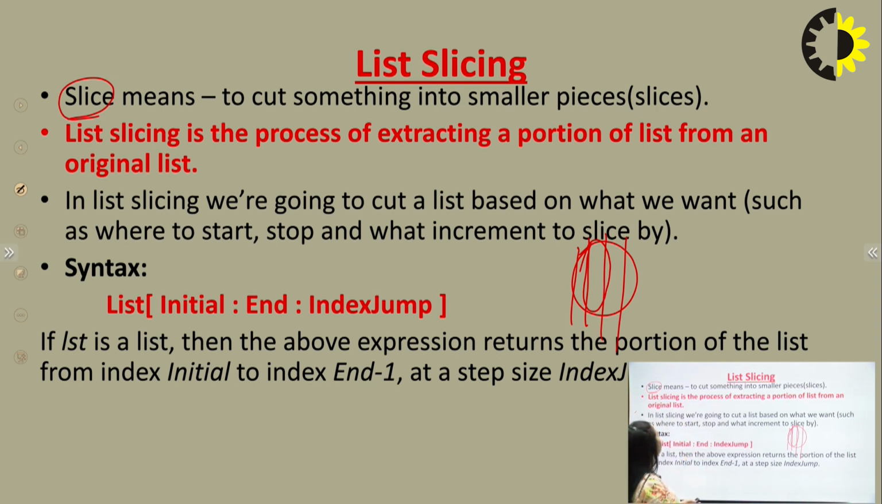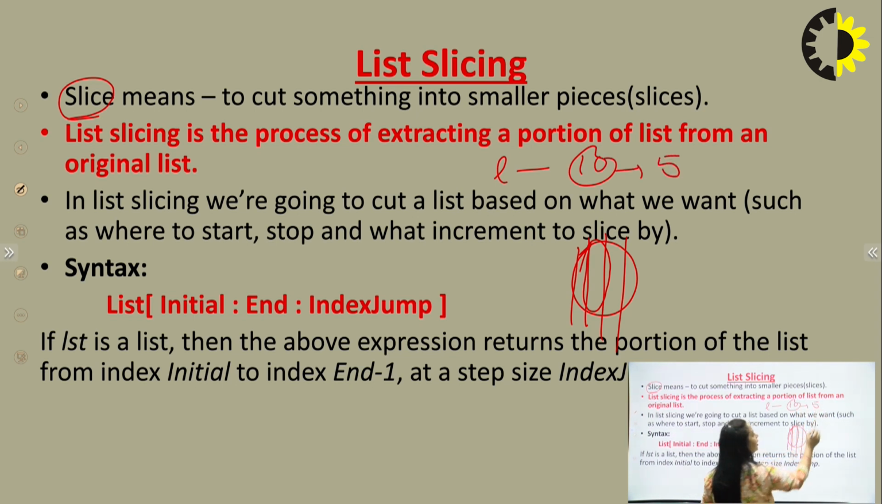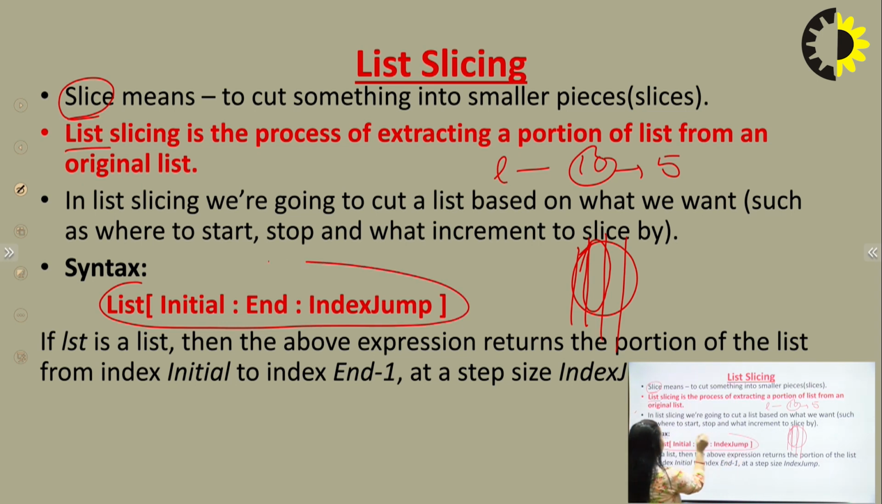The same formula applies to the list. Slice means to cut something into smaller pieces. We have a list having 10 elements, but we want only 5 elements from these 10 elements. So we can slice our list from 10 to 5. In a list, slicing is the process of extracting a portion of a list from an original list. This is the syntax of list slicing. What is its meaning? Initial stage.